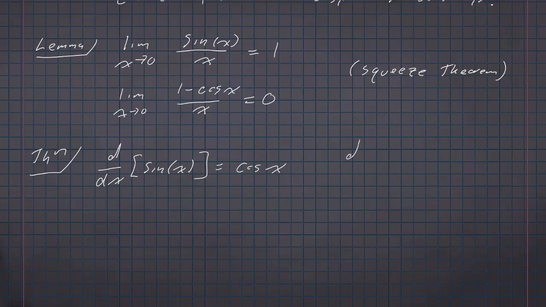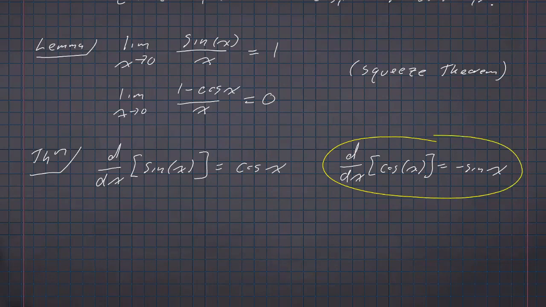And the derivative of cosine x is minus sine x. I'm going to circle that one. Warning in advance, proving that is your assignment. I'm not going to go through it. You should be able to work through that proof, and it follows a similar process to the proof that we will be going through.